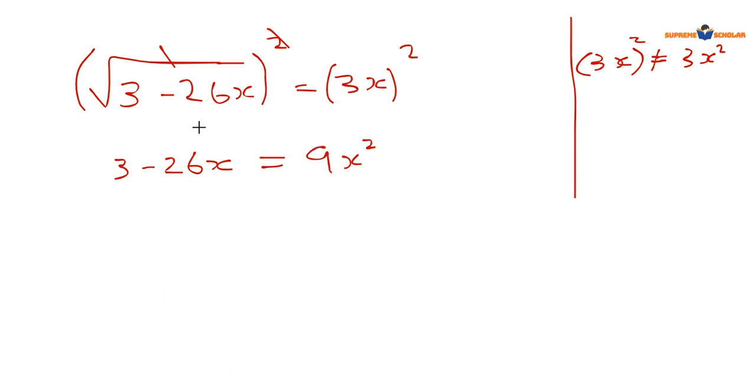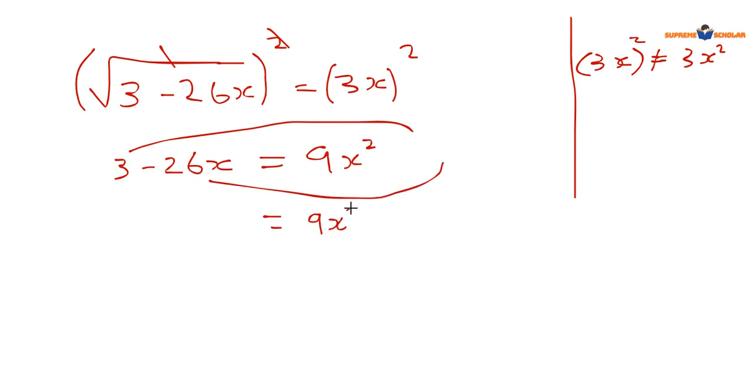And what we could do is put everything onto one side. We could take it to that side, or we could take it to that side, either way. For the sake of making this very simple, we could just bring both of these over here, the 3 and the 26x. So then we're left with 9x squared plus 26x minus 3. Brought it over, and what we're left with on the other side is 0.